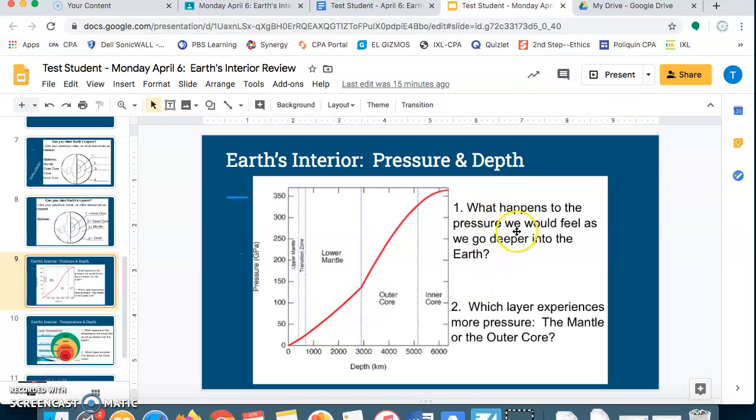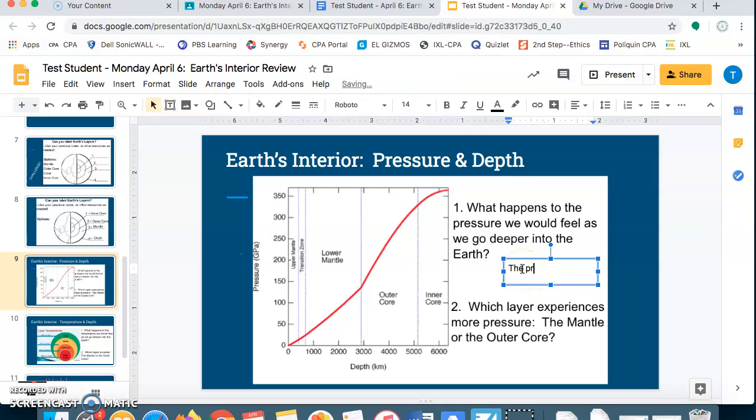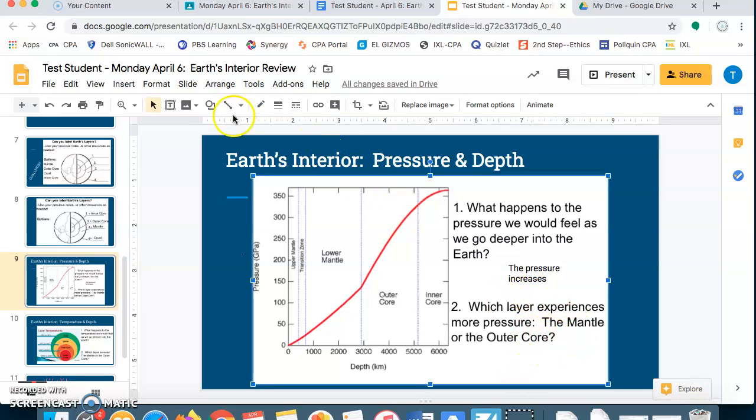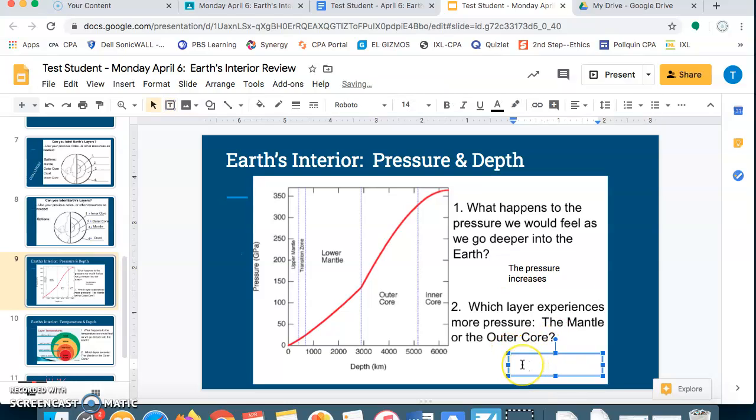So you can answer both. What happens to pressure as we would feel as we go deeper into the earth? I made a text box and I would say the pressure increases. And then which layer experiences more pressure, the mantle or the outer core? Well, it seems to be the outer core because its pressure range is from 130 gigapascals to 330 gigapascals.